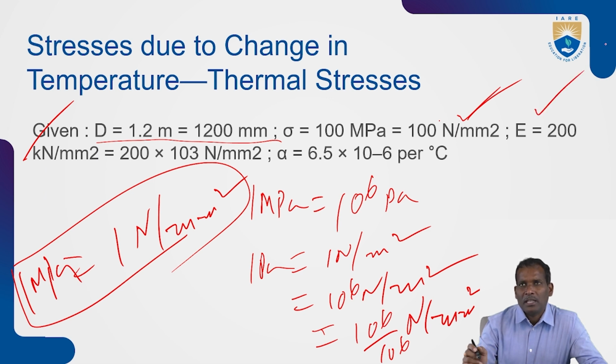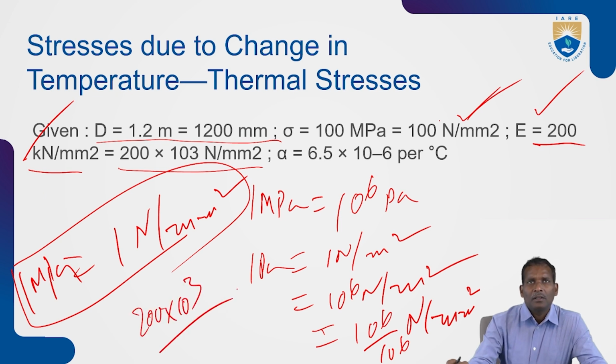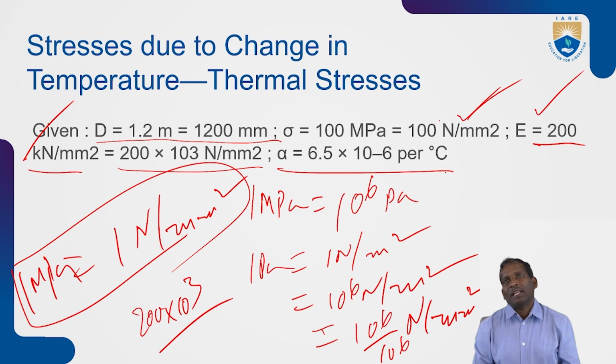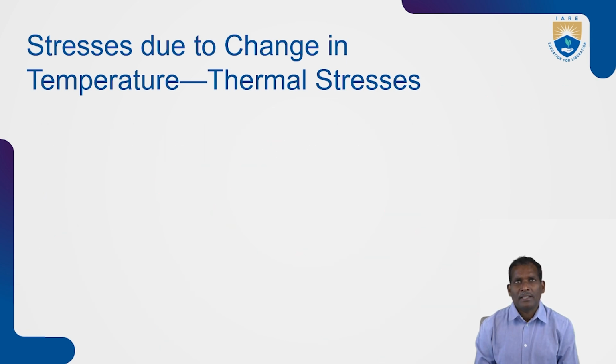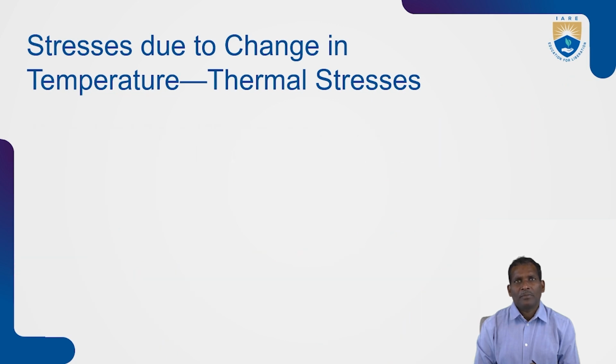So similarly, the Young's modulus E is 200 kilonewton per mm square. So 200 multiplied with 10 cube Newton per mm square. So alpha is equal to 6.5 into 10 to the power minus 6 per degree centigrade, thermal expansion. So now we will see how to calculate the inside diameter and outside diameter.